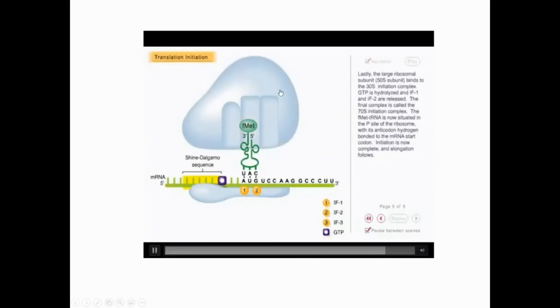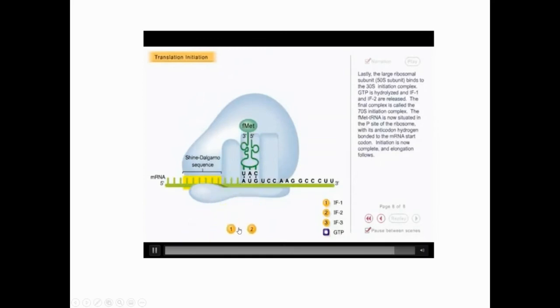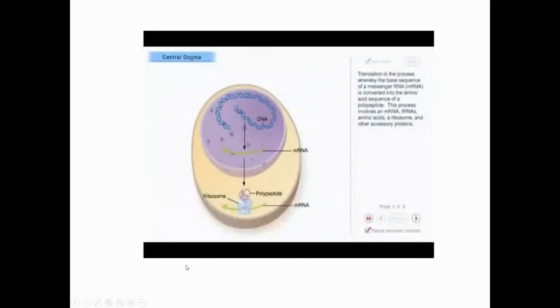Lastly, the large ribosomal subunit, the 50S subunit, binds to the 30S initiation complex. GTP is hydrolyzed, and IF1 and IF2 are released. The final complex is called the 70S initiation complex. The fMet tRNA is now situated in the P site of the ribosome, with its anticodon hydrogen bonded to the mRNA start codon. Initiation is now complete, and elongation follows.